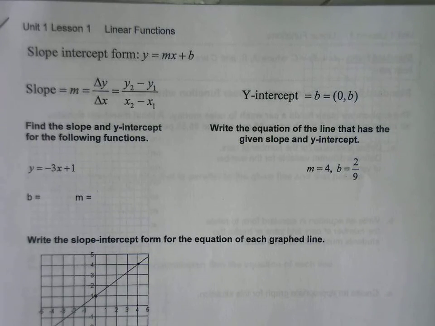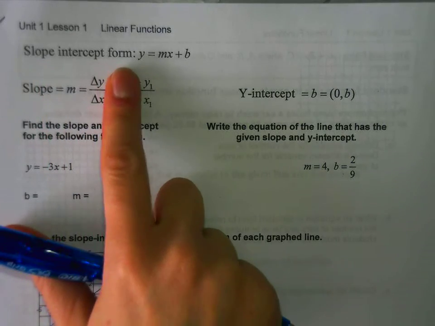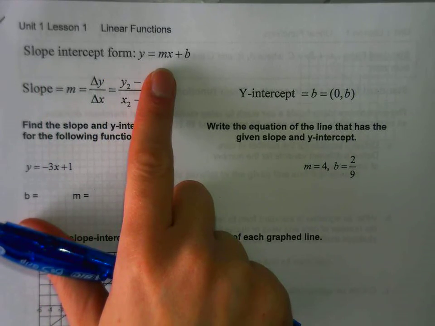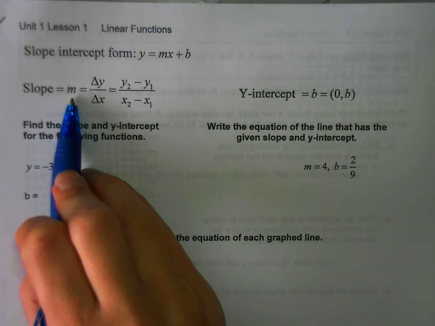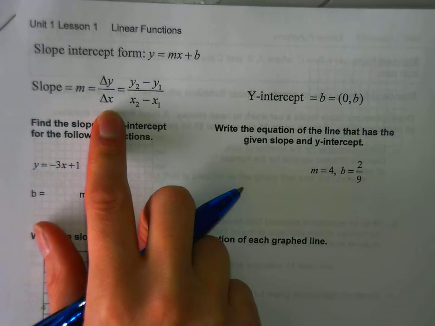Today we're going to be looking at linear functions. So the first form we're going to be looking at is slope-intercept form. And that's why we have y equals mx plus b, where m stands for our slope, which means that's the change in our y divided by our change in our x.